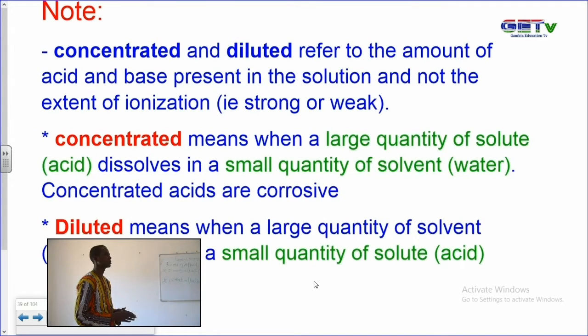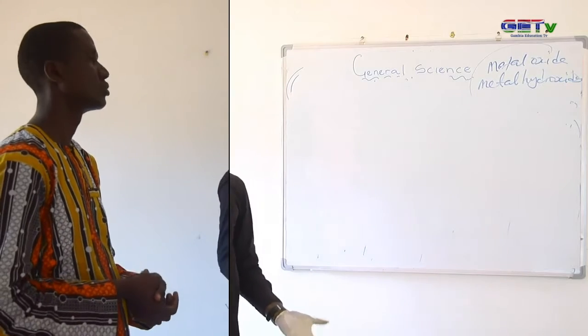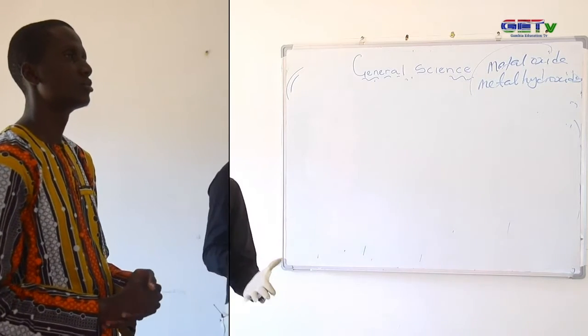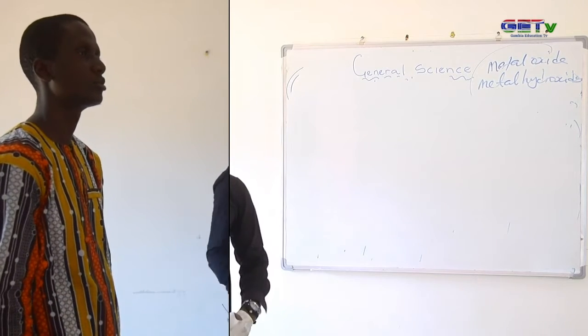Concentrated and diluted, we have these two terms that are always confusing to students, and not only to students, even to the grown-up and the elderly. In fact, the terms concentrated, diluted, strong and weak are mostly confusing for most students. So what do we mean by concentrated and what do we mean by diluted? And what is the difference to say strong and weak?